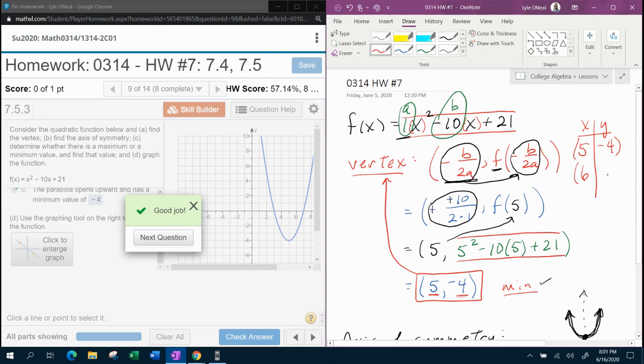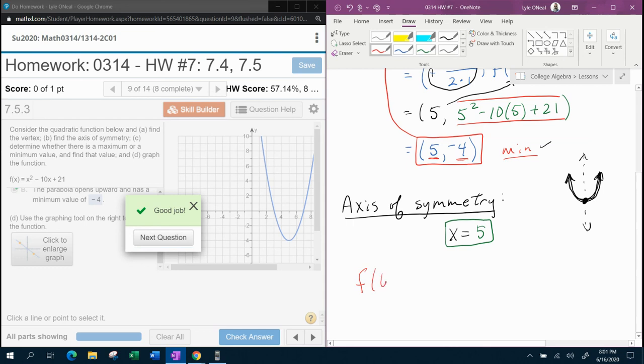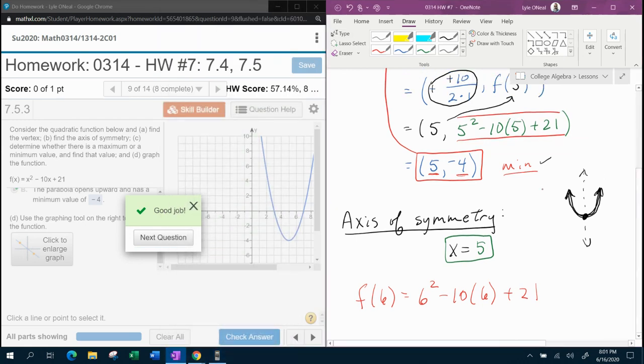And then the way that you get the y value for that is you take the 6 and you plug it into the function, okay? So we need to calculate f of 6 to get the y value. So plugging that into the function, that's going to be 6 squared minus 10 times 6 plus 21. And then I can pull up any scientific calculator to do that calculation. I don't need a nice Casio ClassWiz. And that tells me that the y value when x is 6 is negative 3.